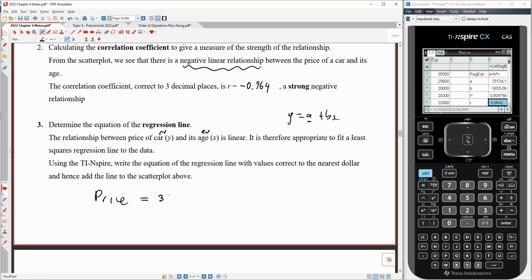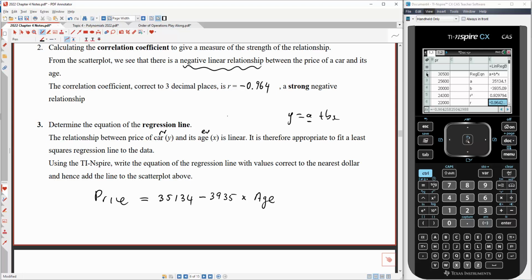So that's 35134. Alright, then our b, this is our gradient, is this value here. So we're going to say take away 3935 multiplied by, and it's the x value, the x is the EV, that is the age. So here is our equation of the regression line. So price is equal to this a value here, or the y-intercept, subtract the gradient multiplied by the age. Right, so you just use the same approach each time.